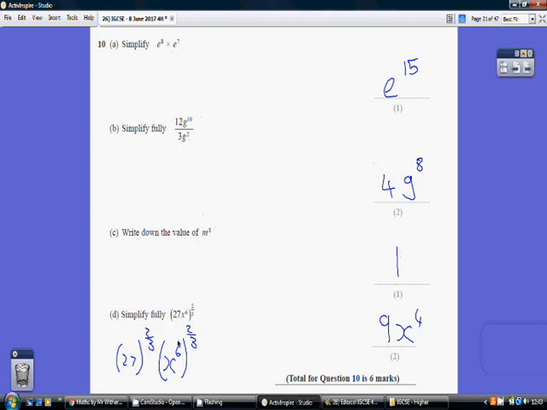And then secondly, when you have one like this where you've got a power inside the bracket and a power outside the bracket, you just multiply these two together. So 2/3 of 6 is 4, or 6 times 2 is 12, 12 divided by 3 is 4. So we get 9x to the power of 4.